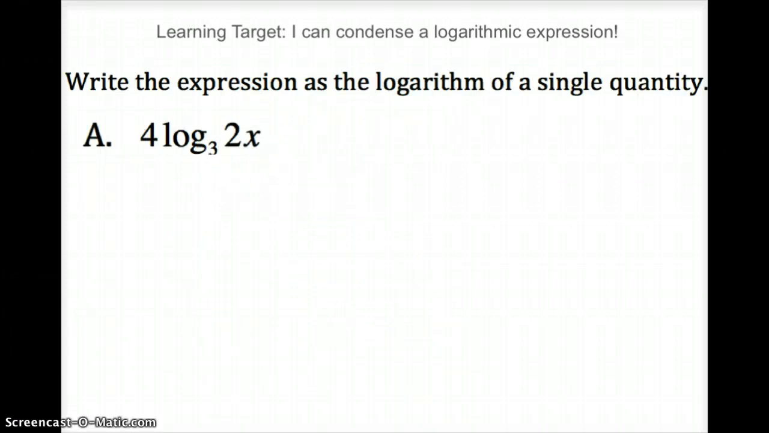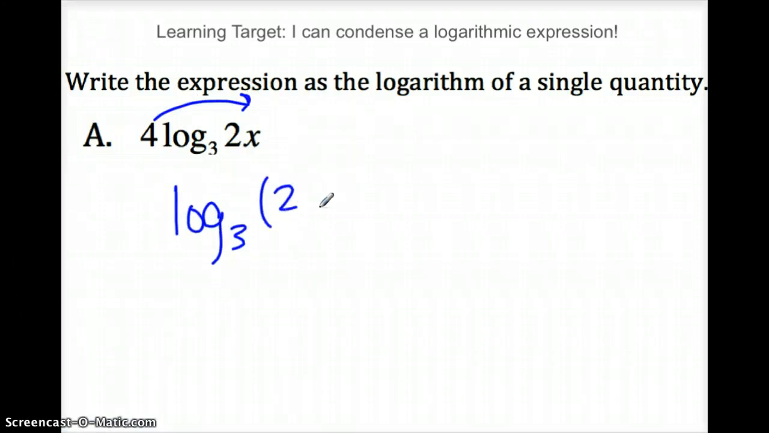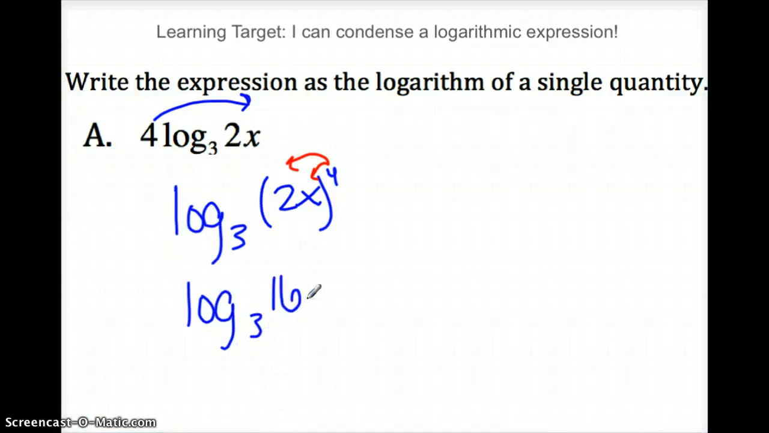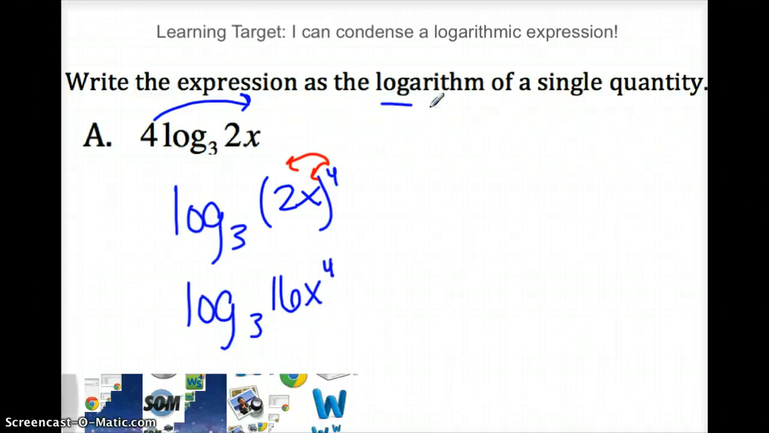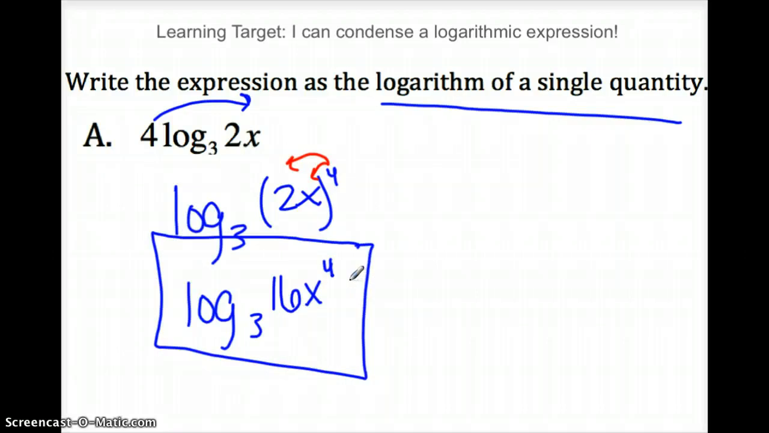Okay, so let's look at this first example. Why is there a 4 out front? Because it was a power, so we've got to put it back. However, this quantity, 2x, gets raised to the 4th, and so then we just want to make sure that we distribute that power. So 2 to the 4th is 16, x to the 4th is simply x to the 4th. Okay, so notice the directions say, write the expression as a single quantity. So here's a single quantity. I only have one x, so I know I'm completely condensed.